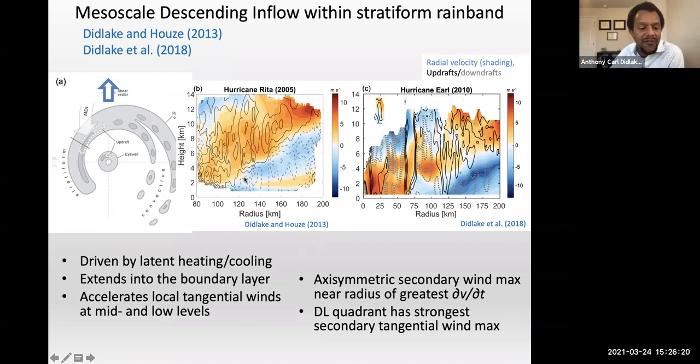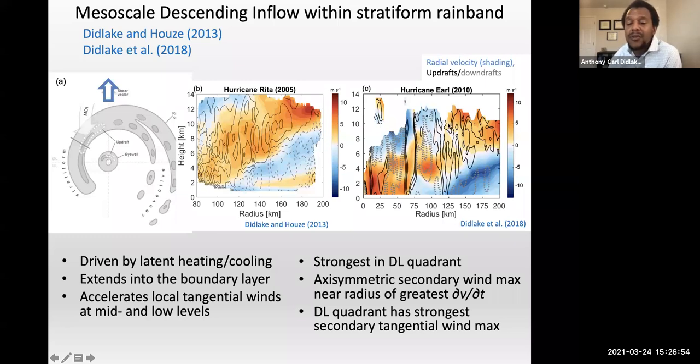The other thing that we found was that this inflow is occurring again on a mesoscale level. It tends to accelerate the local tangential winds, both in the mid levels and in the low levels. In the mid levels, it's clearly advecting higher angular momentum air inward, and that helps to broaden the wind field in the ways that we see, particularly prior to secondary eyewall formation. And this broadening in the wind field is something that we saw both in Rita and in Earl.